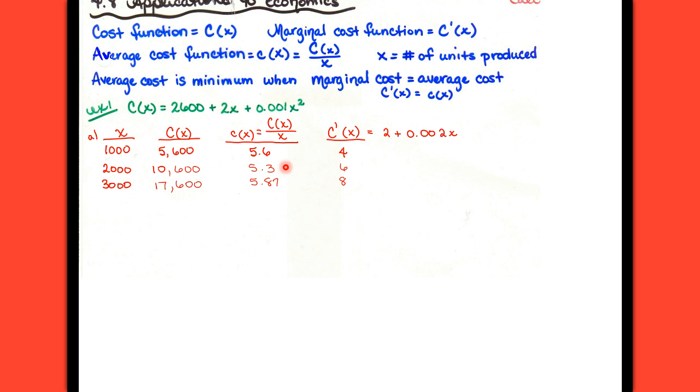What is 5.30? Yes, the cost per t-shirt. So now it's only costing me $5.30 each to make them. Hey, I'm going in the right direction, right? I'm minimizing my cost. That's my goal. And if I take 2,000 and plug it into my derivative equation, I'm going to get 4 right here, plus 2 is going to give me 6.